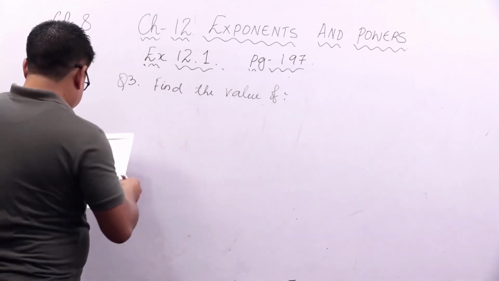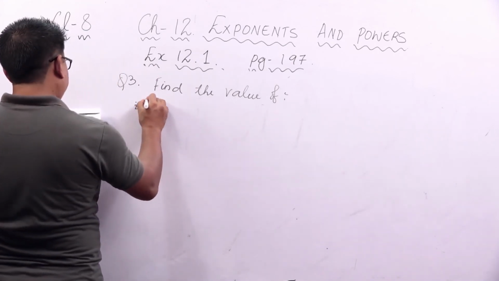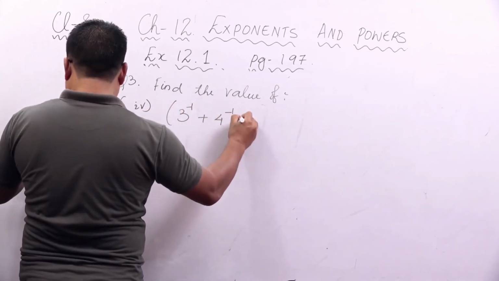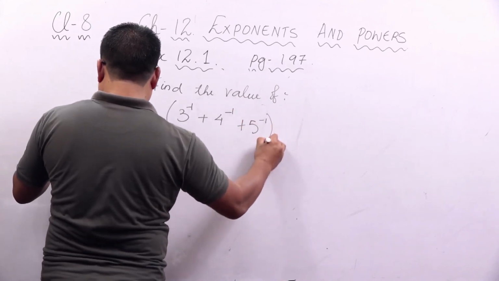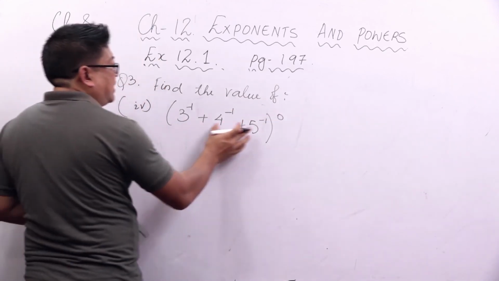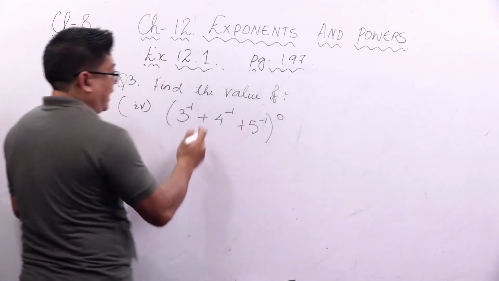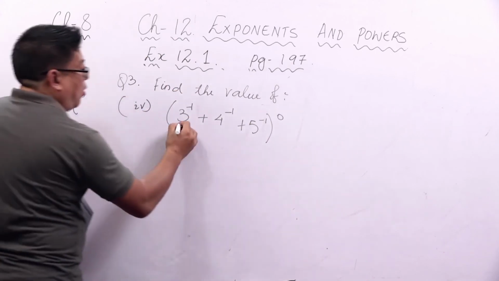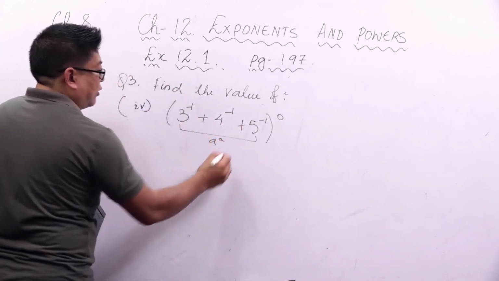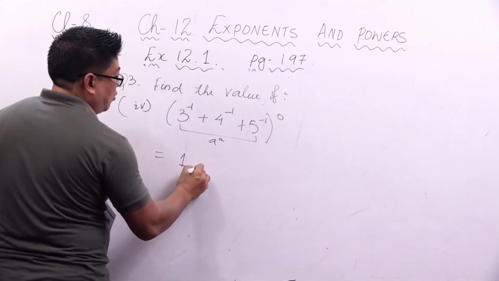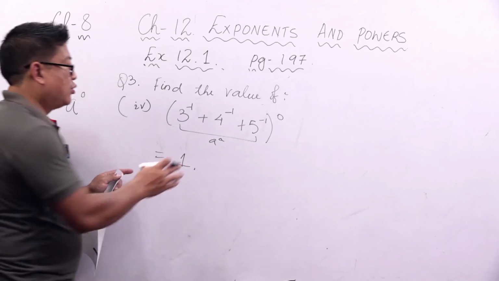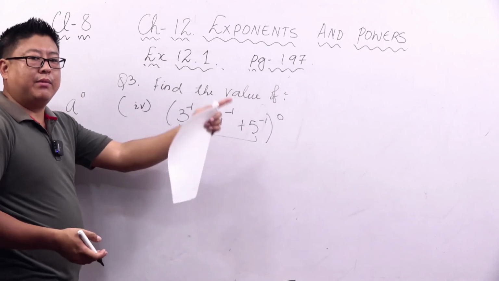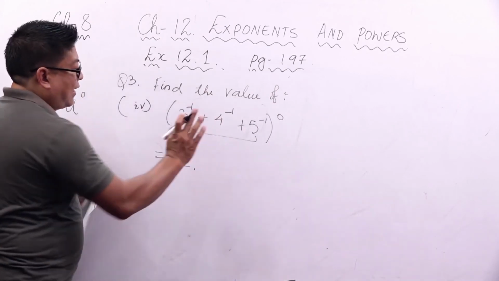All right? Let's look at question number 4. We have (3 to the power minus 1 plus 4 to the power minus 1 plus 5 to the power minus 1) the whole to the power 0. So just look at this, the whole to the power 0. I can say that all this represents a, and the power is 0. Okay? So a to the power 0 is nothing but 1. You don't even have to solve this. So simply know that the whole thing to the power 0 will always give you 1, no matter what number you get inside. All right? So this is directly equal to 1.